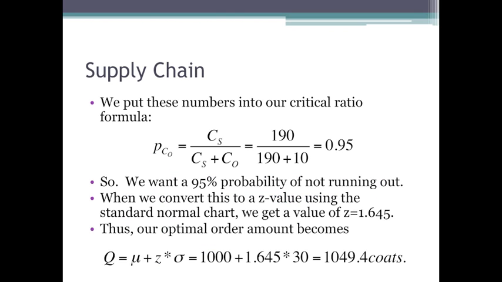So when we calculate the critical ratio, well, we have a critical ratio of 0.95, 95%. So when we look up the z-value for this, z-value is about 1.645. This gives us an optimal order amount, in other words, the order amount that maximizes the profit for the entire supply chain, as 1,049.4 coats. And again, you could round up, you could round down, either way.